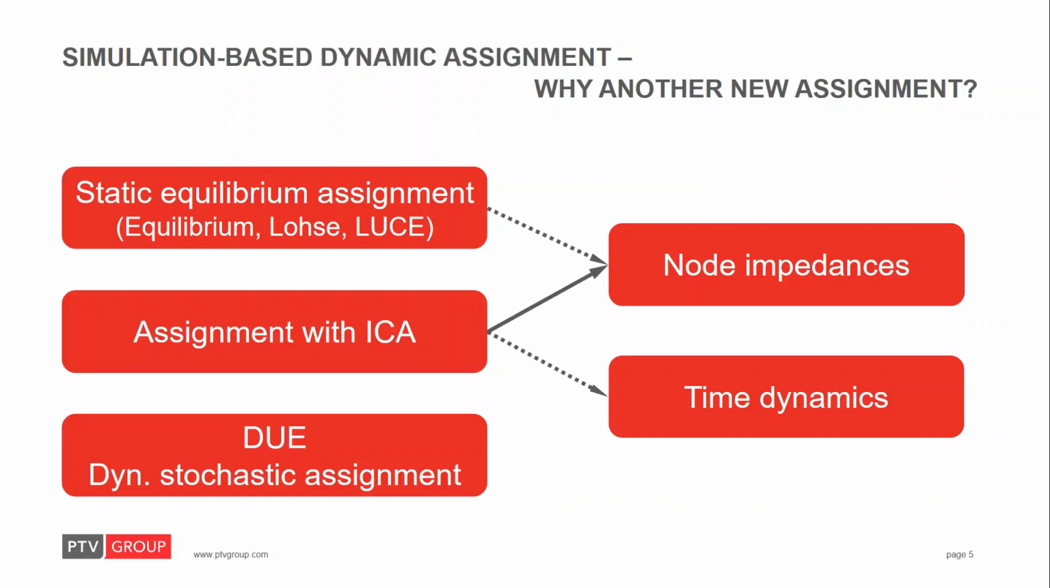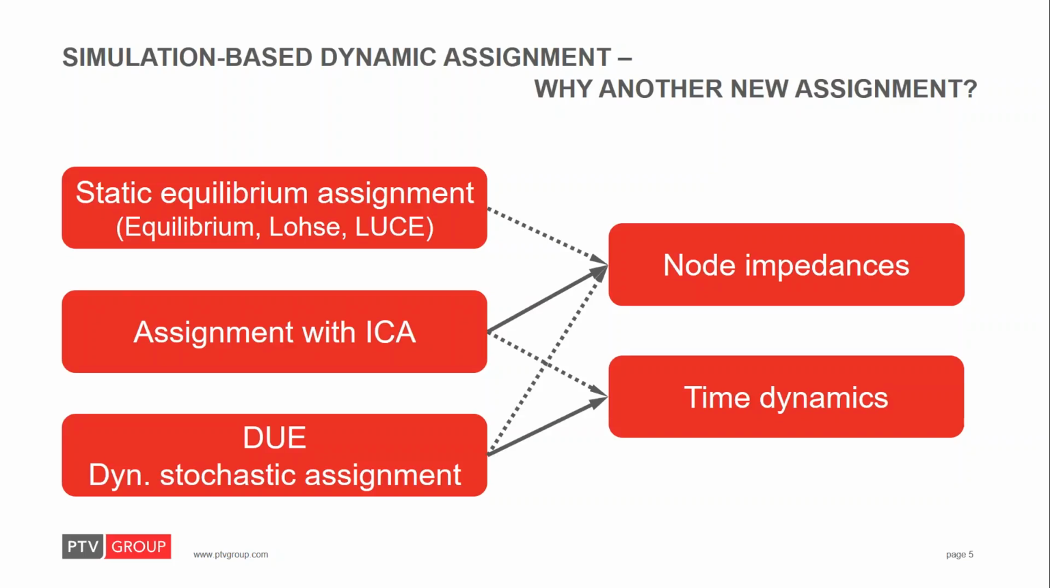So we then move on to existing dynamic assignment methods in Visum, which explicitly consider how traffic evolves over time. The two current variants are called DUE and dynamic stochastic assignment. While these methods can explicitly consider the evolution of traffic and congestion over time, junction performance is approximated using fixed capacities for turning movements.